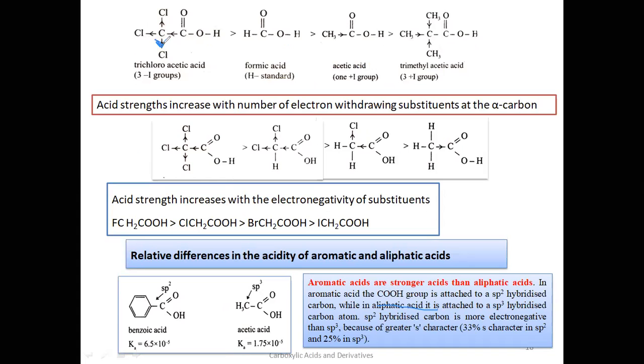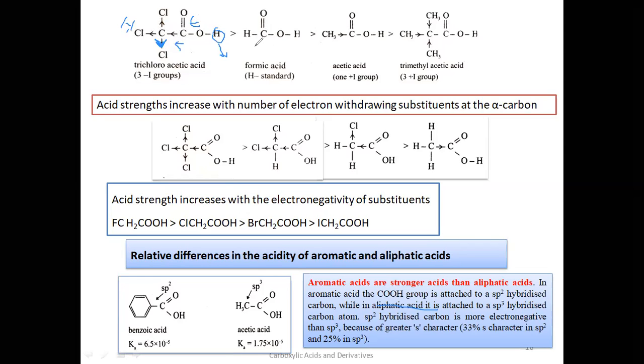So because of this electron withdrawing, see here, the arrow mark is towards this carbon. Since this carbon is attached to 3 electronegative atoms, they are pulling electron density towards this carbon. The electron density is shifting towards this electronegative atom. Therefore, it can lose this proton very easily as H plus, because the negative charge on the carboxylate ion formed after losing it is stabilized by this electron withdrawing group by minus I effect.